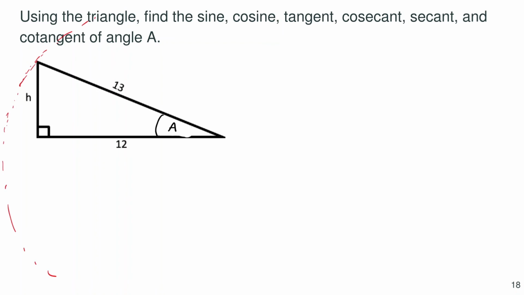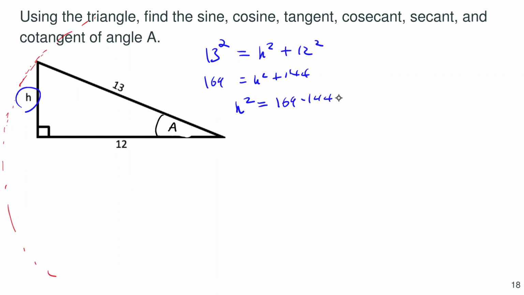So here, we can actually find this length h using the Pythagorean theorem. The Pythagorean theorem tells us that the longest side of a triangle, squared, equals the sum of the squares of the other two sides. This is 169 equals h squared plus 144. H squared equals 169 minus 144, which is 25. And h is 5. So we know h is 5. So now we know the lengths of all three sides. We can find sine, cosine, tangent, and cosecant, secant, cotangent.